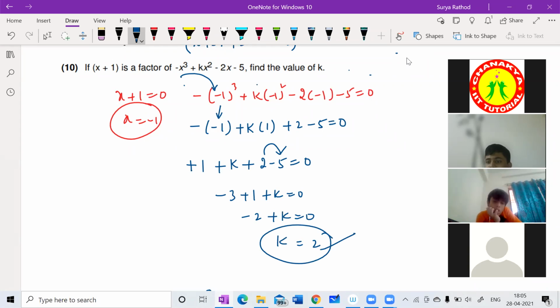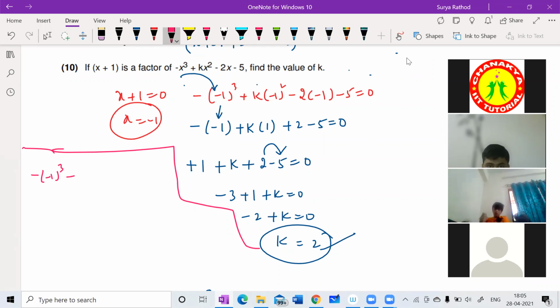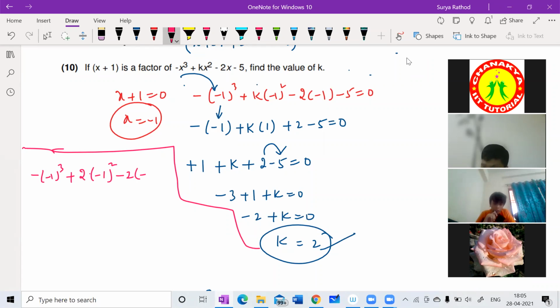Any doubt? No doubt. Sir, answer is 2. But on substituting k as 2, the remainder is not 0, sir. Oh my goodness. We'll check it out. So minus of minus 1 whole cube plus 2 into minus 1 whole square minus 2 into minus 1 minus 5, then minus 1 plus 2 into plus 1 plus 2 minus 5.